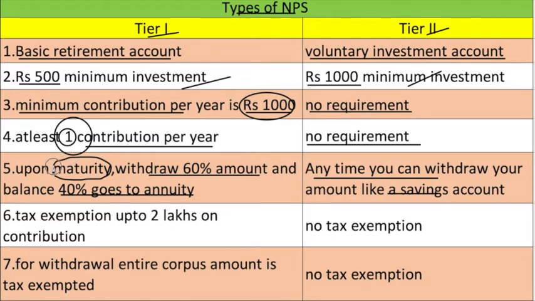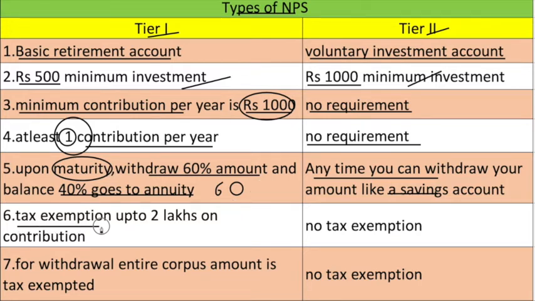For Tier 1, maturity period is 60 years of your age. So up to 60 years you have to make contribution in Tier 1. Here one more thing you have to keep in mind. If you are exiting before the age of 60, 80% will go to your annuity purchase and 20% you will get as a lump sum amount.